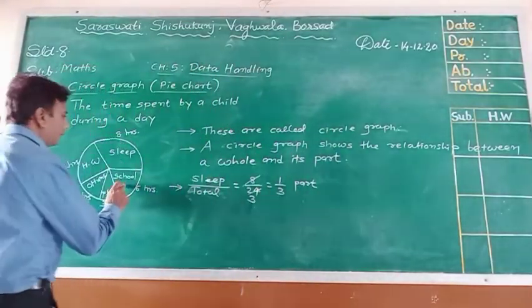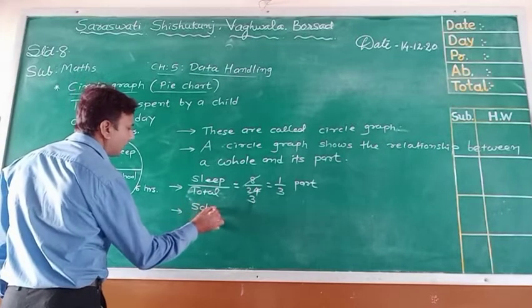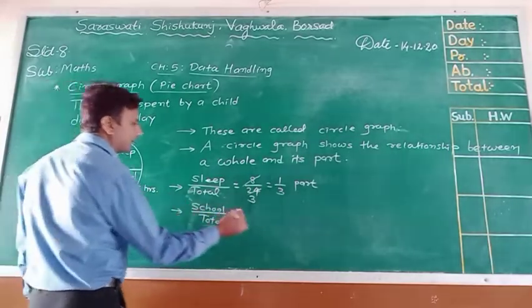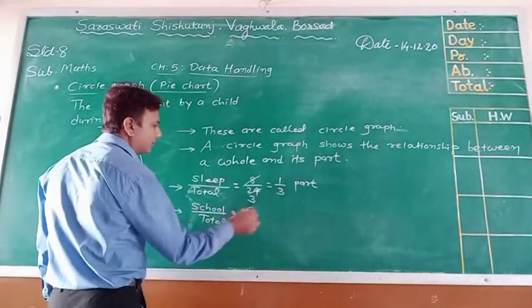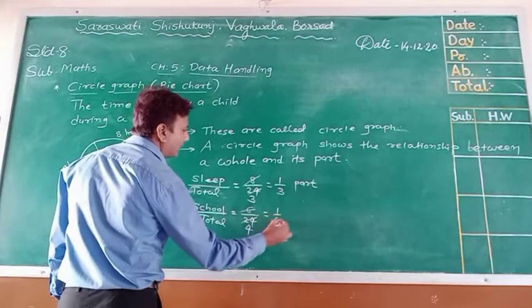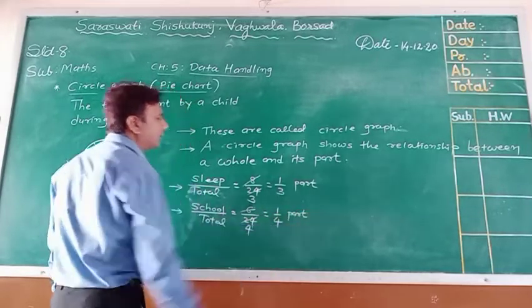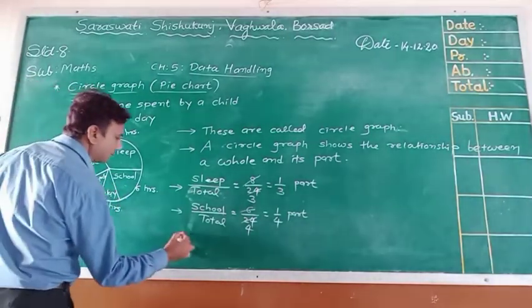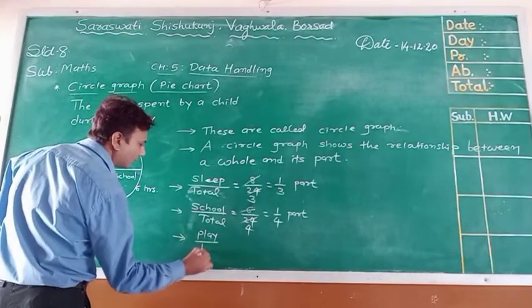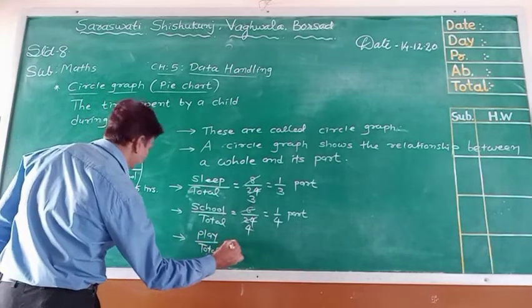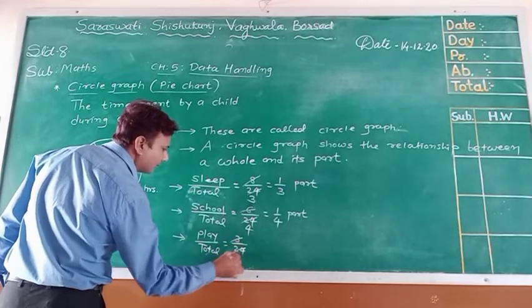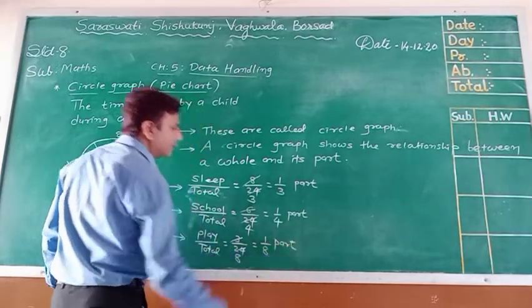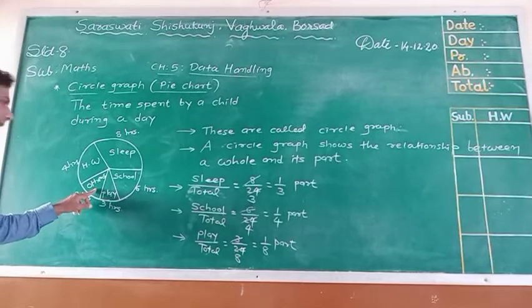Then school hours upon total. School hours is 6 and total is 24, so it is 1 by 4 part. 1 by 4 part is spent in school. Then play: play hours upon total hours. Play hours is 3 and total is 24, so it is 1 by 8 part. Is this clear?